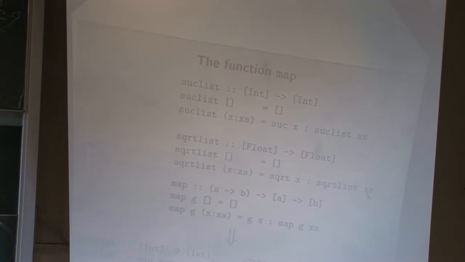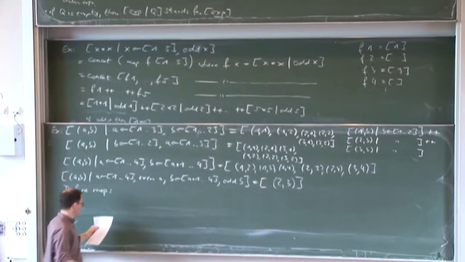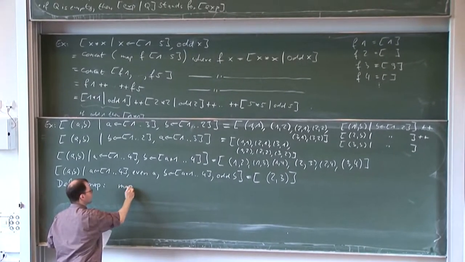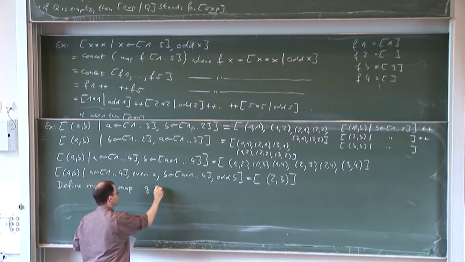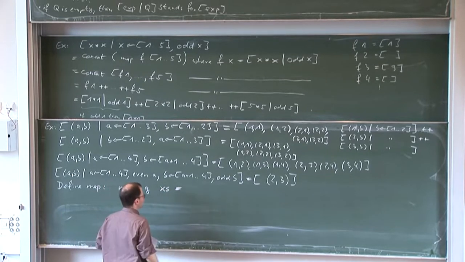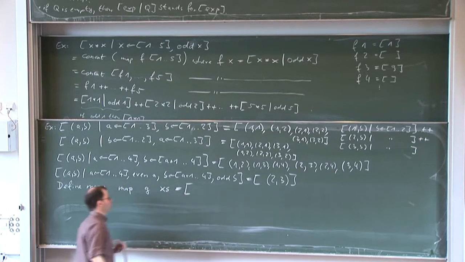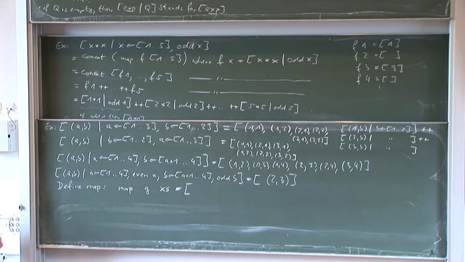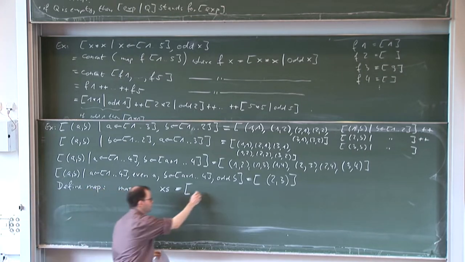Now, if you don't want to use recursion in your definition, but only list comprehension, you can do this differently. So you can say map G xs should be the list of what? You can write this in just one single line using list comprehension. Now, how would you write this? So G, and then?